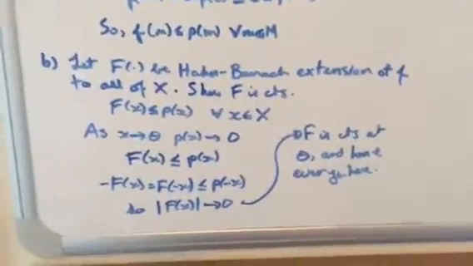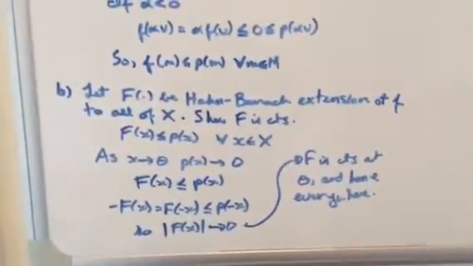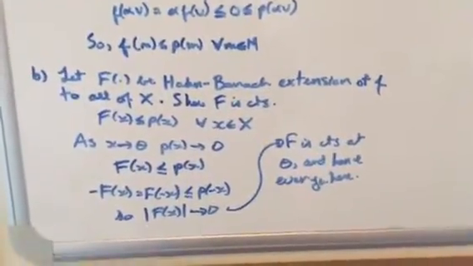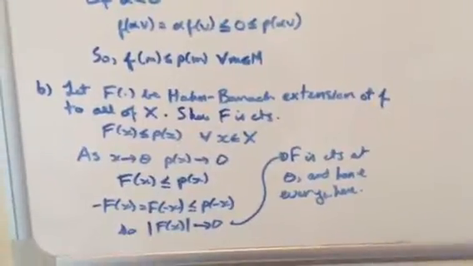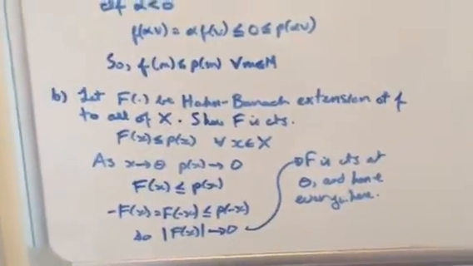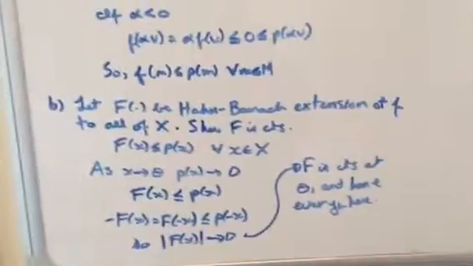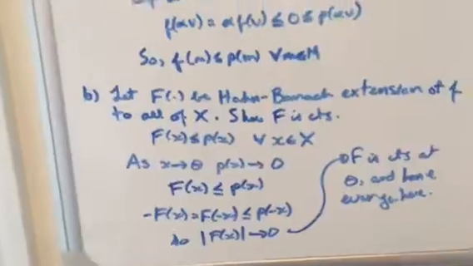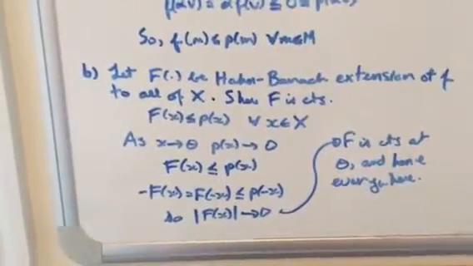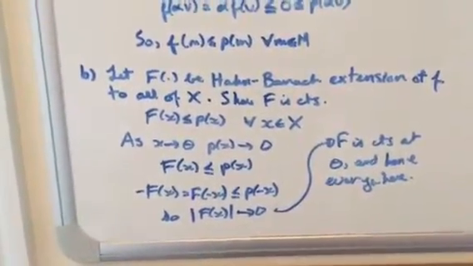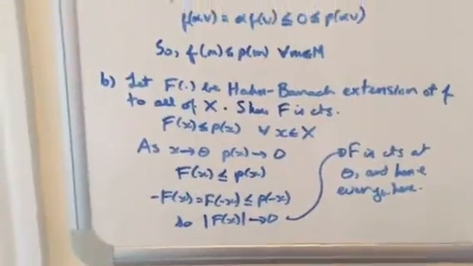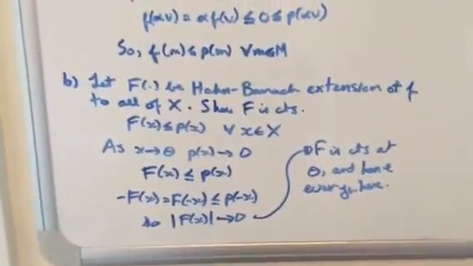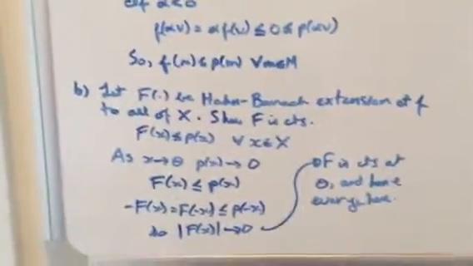Okay, so now we're going to look at big F, which is the Hahn-Banach extension of little f, the functional, to all of our normed vector space X, excuse me. We need to show that F is continuous. We're going to show that if a linear functional is continuous at one point, then it's continuous everywhere, and we'll show that it's continuous at the 0 vector.